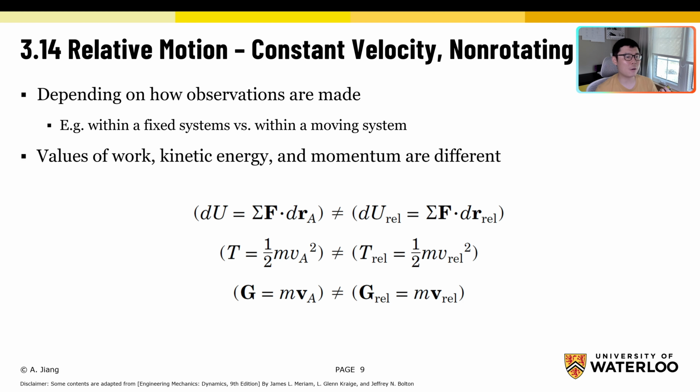Depending on how observations are made, such as within a fixed system or within a moving system, the values of work, kinetic energy, and momentum are different. This is essentially the difference between absolute motion and relative motion. They are completely different, so we need to be very careful when solving problems by understanding first which perspective we are looking from. Is it fixed frame or moving frame?